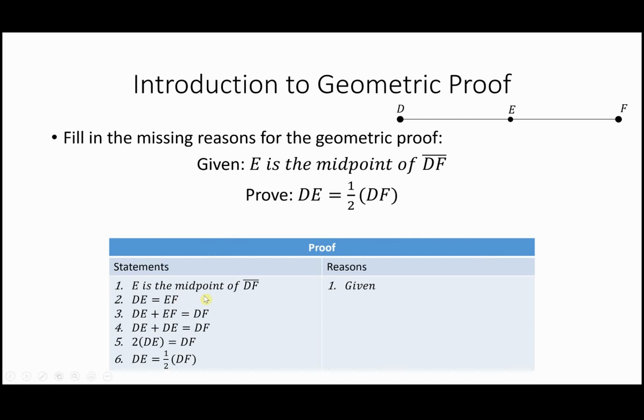And the next statement, notice, is saying that the measure of line segment DE is equal to the measure of line segment EF. And what allows us to state this? Well, we could justify this by using the definition of a midpoint, okay? Because the definition of a midpoint is that it's a point on a line segment that has equal measures of the line segments on either side. There's a couple of different ways that you could phrase the definition of a midpoint.